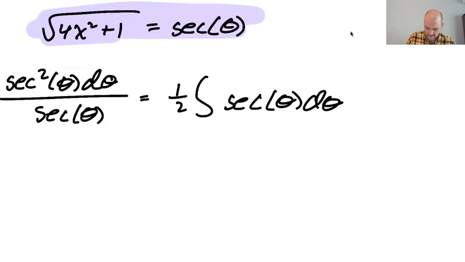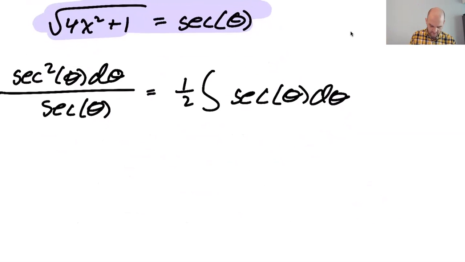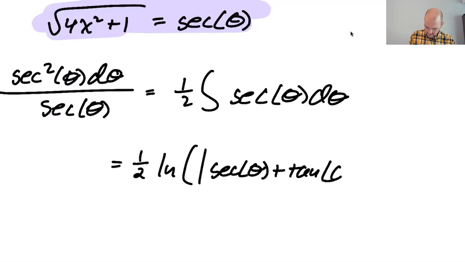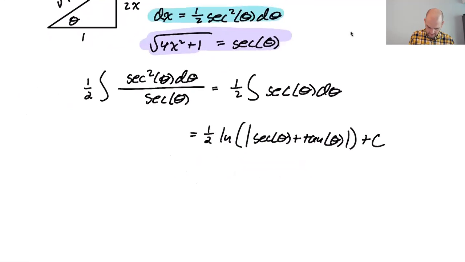No, you're not. All right, so the trick for this, if you don't remember it, is to multiply by secant plus tan over secant plus tan, and then do a u substitution. But you will end up with 1/2 natural log of the absolute value of secant of theta plus tan of theta, and then plus c. A lot of subbing to do.